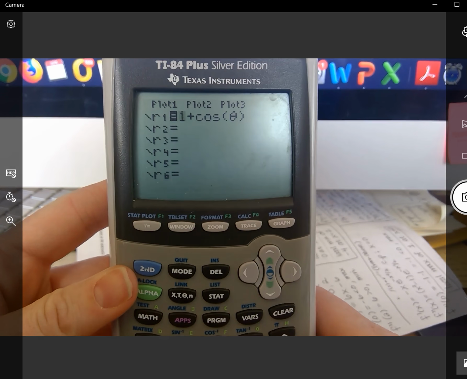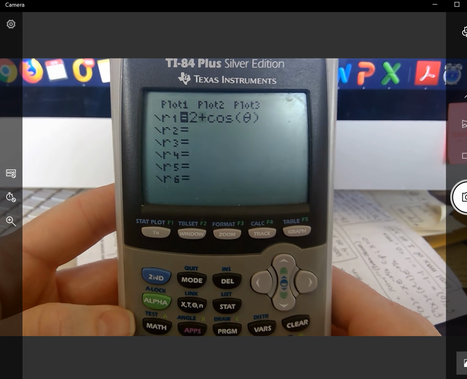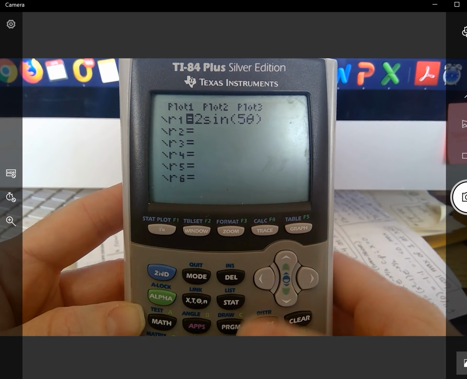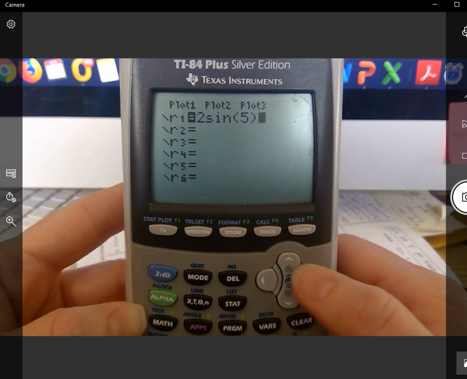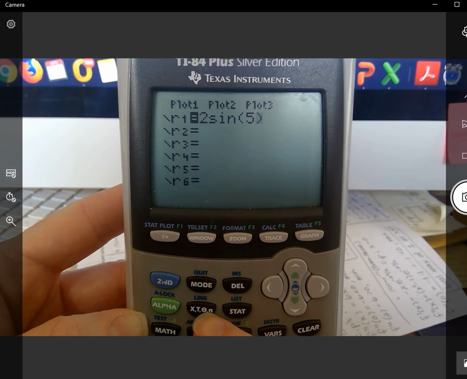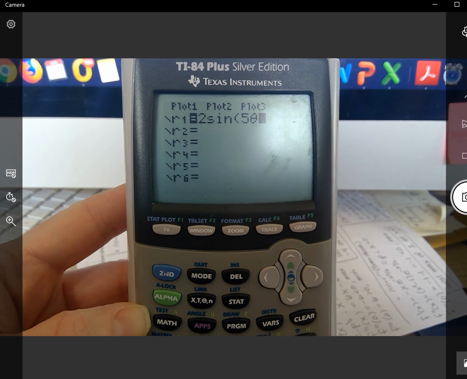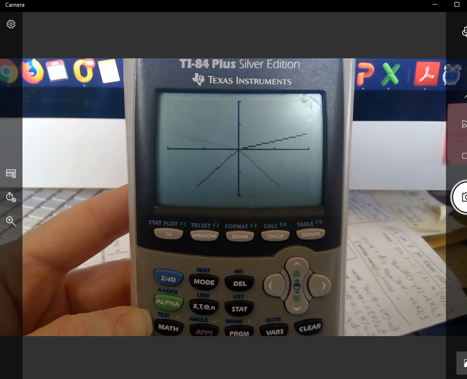Or if we wanted to do something a little bit more fun, like 2, I know, that is fun. 2 sine of, let's do 5 theta. Oh, and let me tell you where to get that theta. You're just going to use that variable key, the X,T,theta,n key, that's your variable key. So I want a 5 theta. I'm going to graph and see where I'm at.